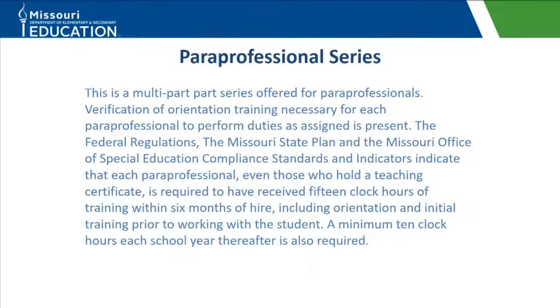Verification of orientation training necessary for each paraprofessional to perform duties as assigned is present. The federal regulations, the Missouri State Plan, and the Missouri Office of Special Education Compliance Standards and Indicators indicate that each paraprofessional, even those who hold a teaching certificate, is required to receive 15 clock hours of training within 6 months of hire, including orientation and initial training prior to working with the student. A minimum of 10 clock hours for each school year thereafter is also required.